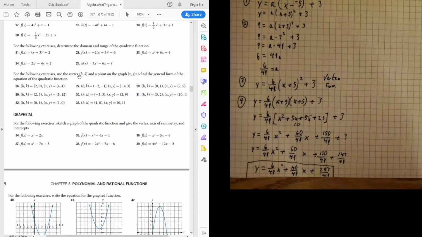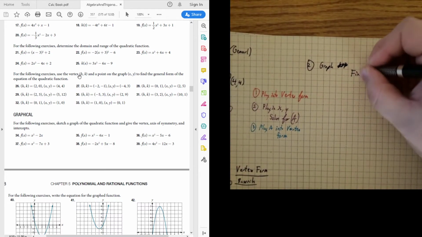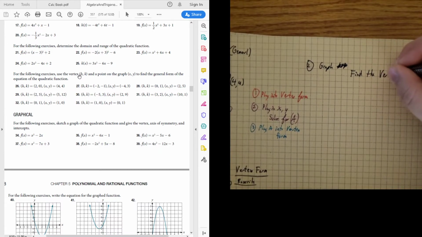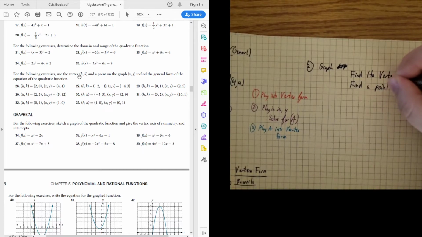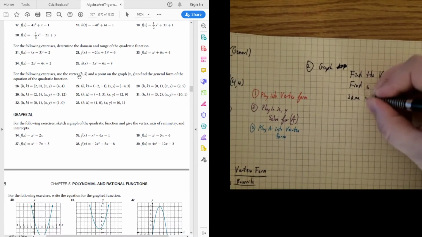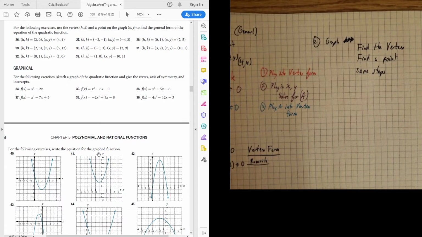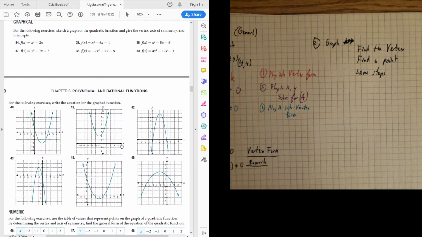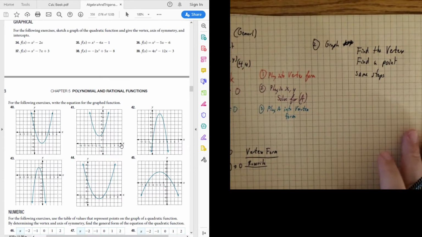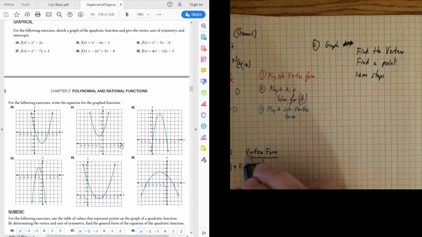Now, what's the nice thing? Well, if it says do it from a graph, the nice thing is, all you have to do is find the vertex, find a point, and then same steps. So for example, if I look at this graph, which says, ooh, these are the nicer ones, like 40, 42, and 44. These are nicer because it just says find the equation or write the equation. It doesn't specify general form, so I can actually stop here if I want to, which is super convenient.